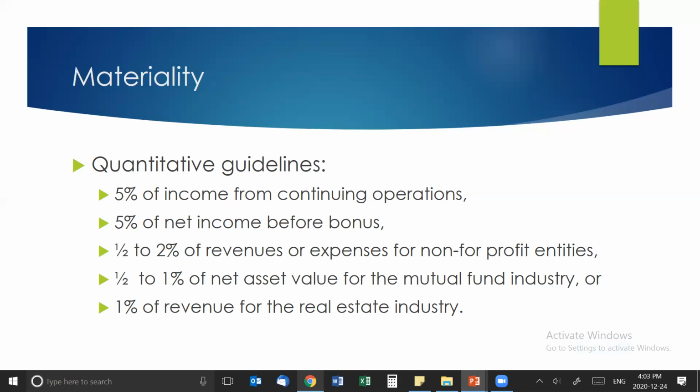If it's net income, for example, then you figure out what percentage of net income you're going to use. You can use anywhere from 3 to 10% of net income. 5% is average, but it can be anywhere from 3 to 10%. Revenue can be anywhere from 0.5 to 2%. Same with assets.